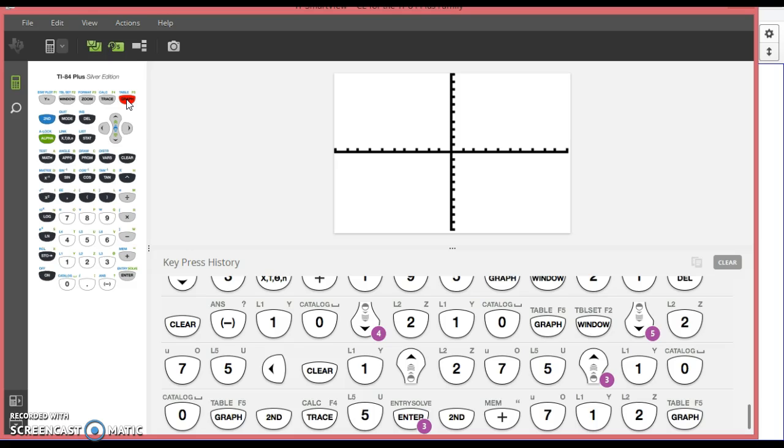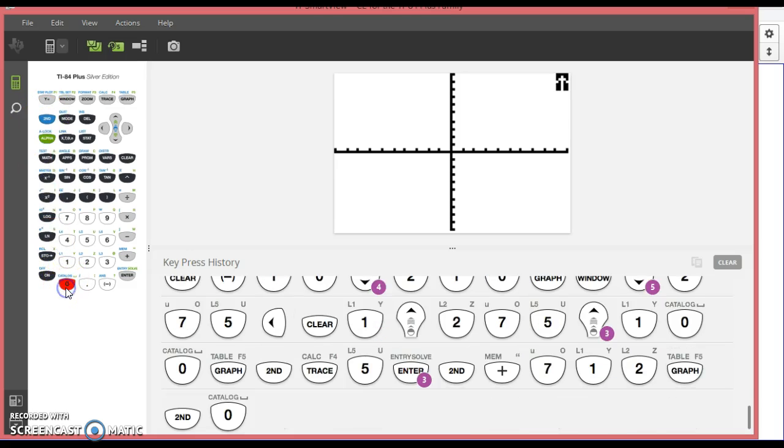Now, we are going to do what is called linear regression. And we actually did this earlier this year. But it was really a very brief lesson, kind of like today is going to be. The first thing you need to do is turn your diagnostic on. Now, diagnostic, you see down here above the 0 where it says catalog. You're going to hit second catalog.